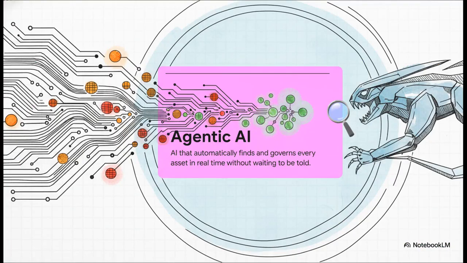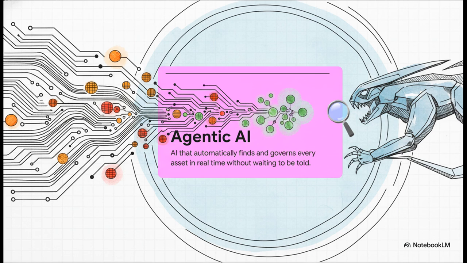Okay, let's dive into this definition. Agentic AI is artificial intelligence that doesn't wait to be told what exists. It automatically finds and governs every asset in real time. Think of it like a biological, autonomous immune system for your network. It doesn't wait for you to feel sick to start working, right? It actively hunts down anomalies and neutralizes them before the symptoms ever appear.